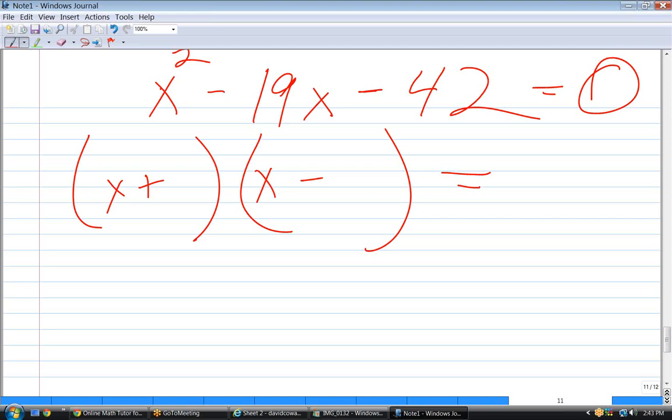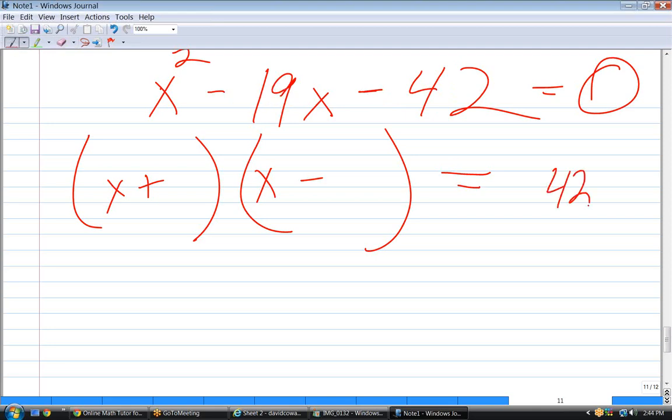Now, step 3 is similar. It's not exactly the same as the other problem. In this case, I still want factors of 42, but instead of adding to this coefficient, they need to subtract because that's a negative sign. So this sign that's on the constant not only dictates what my signs are, but it also dictates the third rule. In other words, I don't want factors of 42 that add to 19. I want factors of 42 that subtract to the number 19.